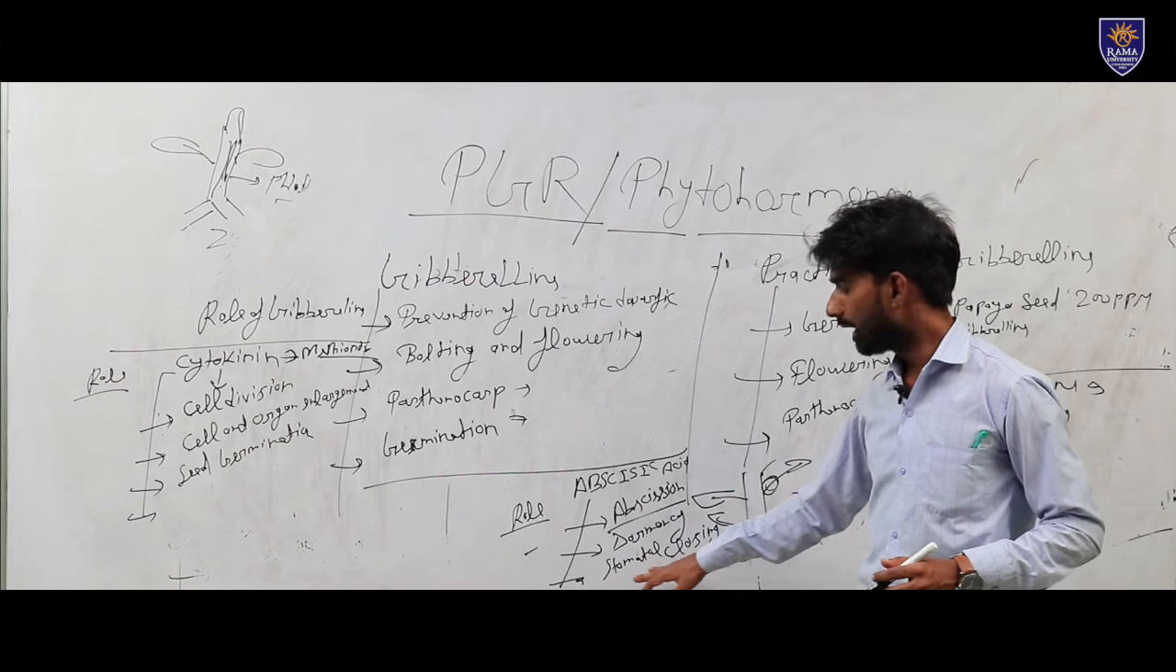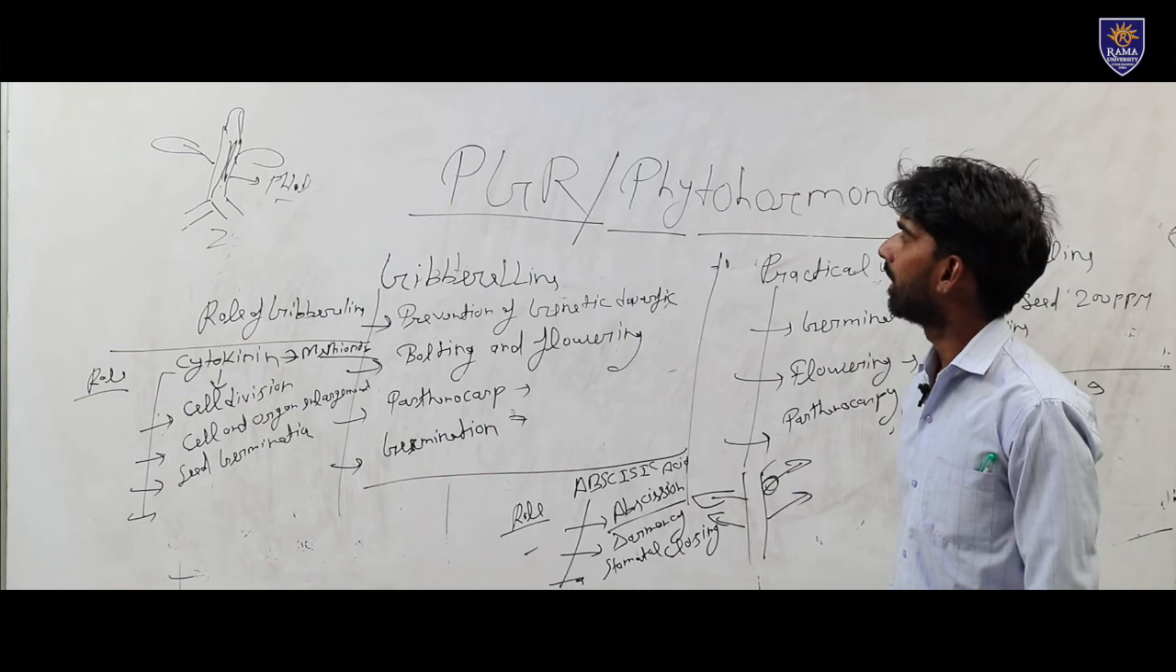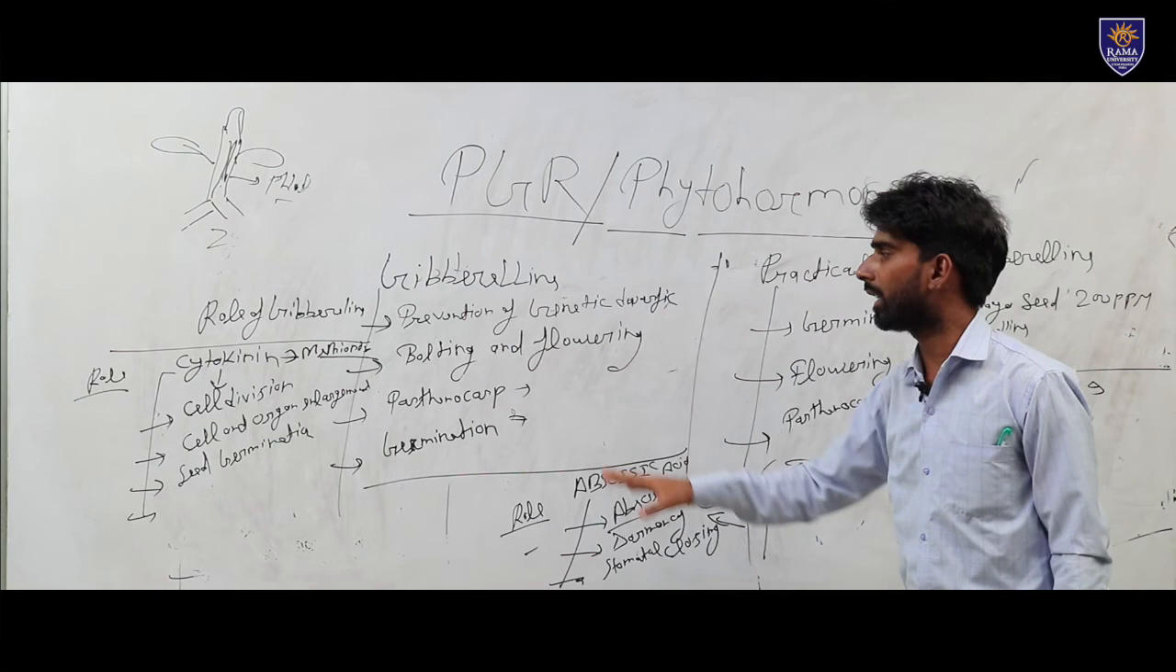Students, you now know the PGRs and phytohormones, especially covered in all topics: gibberellin, cytokinin, abscisic acid, ethylene. Thank you.